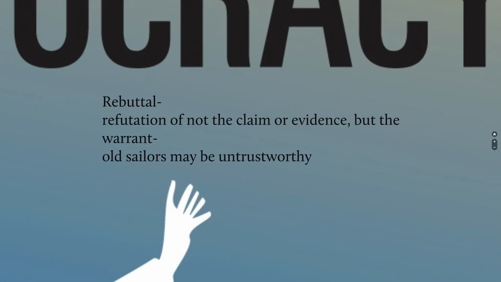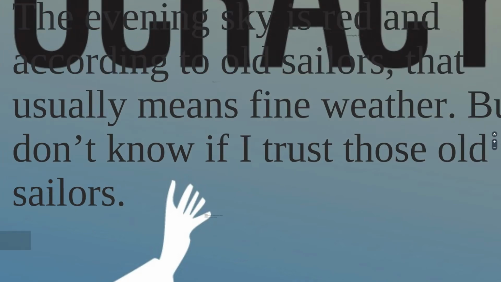And finally, the last thing that I said was, I don't know if we can trust those old sailors. So just as the sailors provided support, there's a part of this model that can question the relationship between the evidence and the claim. We call that rebuttal. Now that term is used specifically by Toulmin to identify refutation, not of the claim, not of the evidence, but of the warrant. The idea that those sailors might be untrustworthy invalidates the relationship between the evidence and the claim that's used.